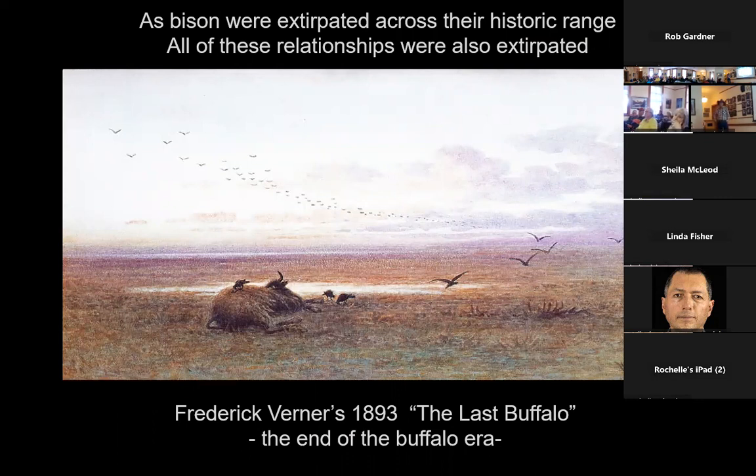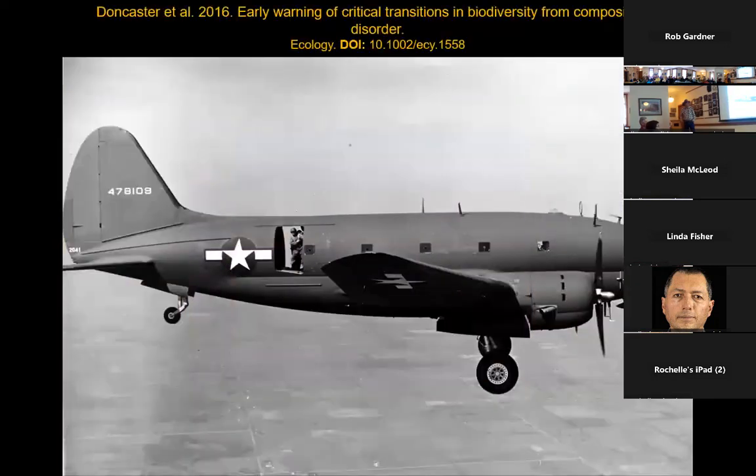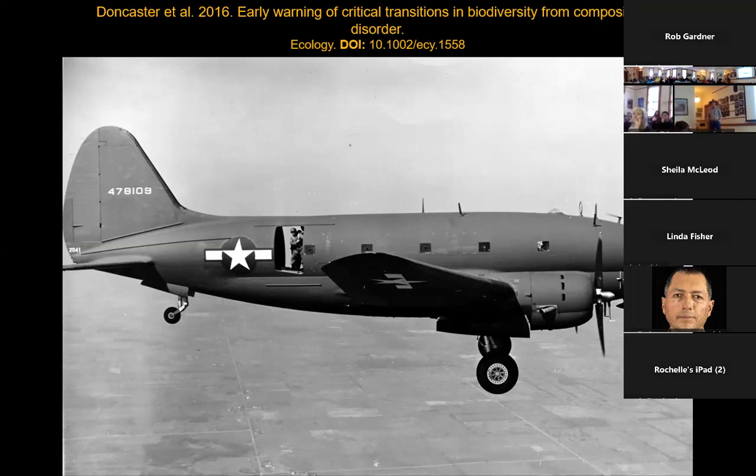So at the end of the slaughter, in 1893, Frederick Verner painted this painting. That must have been a depressing, desolate time on the Great Plains, just the bones and the carcasses scattered. Next. And these folks took that picture a step further, came up with this analogy that ecosystems are like airplanes. You can have somebody crawling around inside there, removing critical components, and that plane will continue to fly.